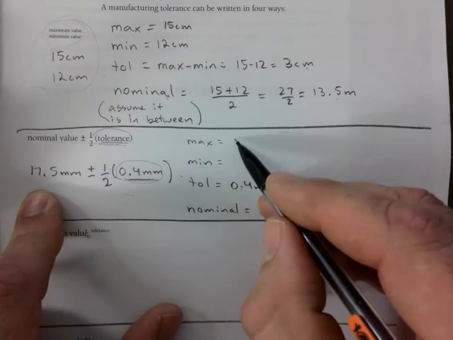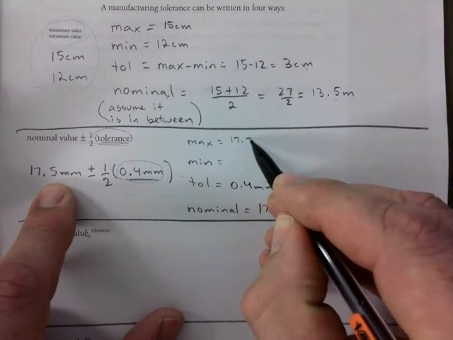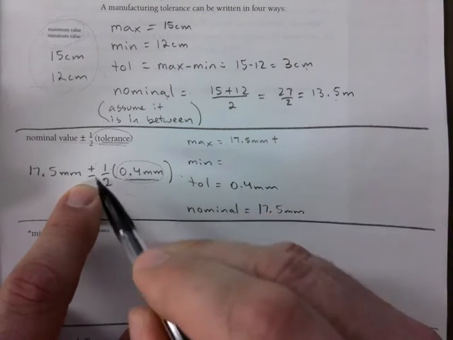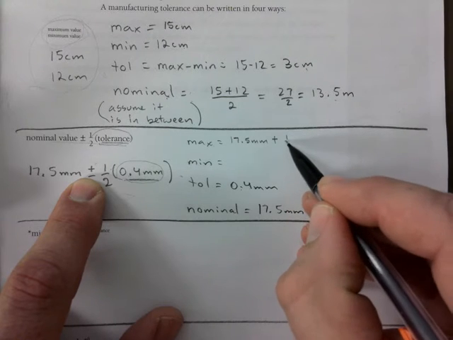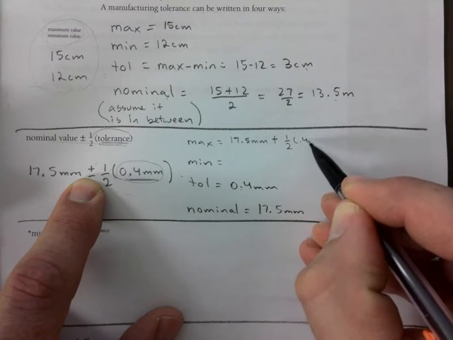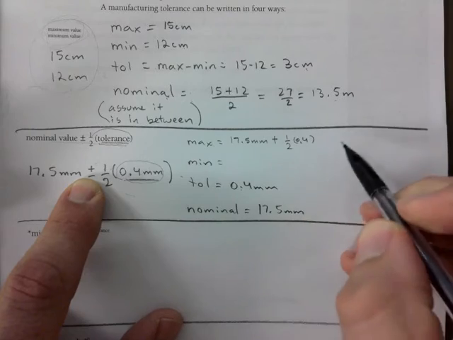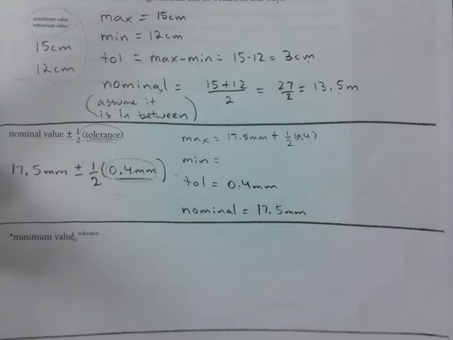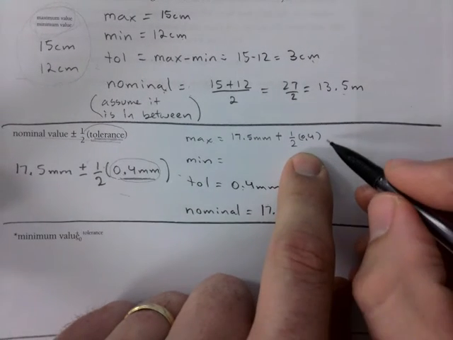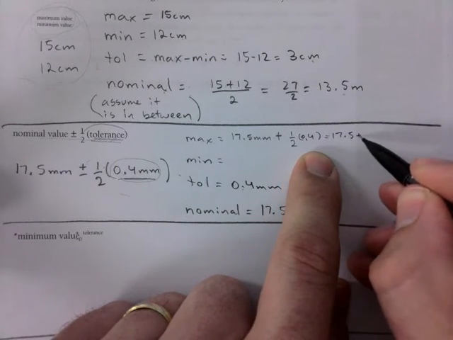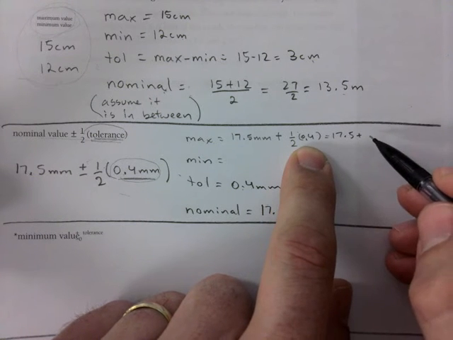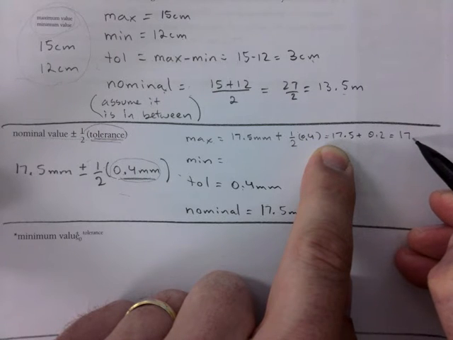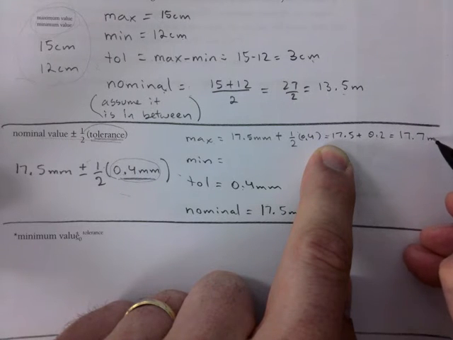What's the max and the min? So this is where you have to do a little bit more math. So 17.5 millimeters. We're going to go plus because it's max, right? So we're going to go plus half of 0.4. Let me zoom into that a little bit. I can't do too much because then it's going to be off. So this is 17.5 plus, what's half of 0.4? Just divide it by 2, right? 0.2. And that is 17.7 millimeters.